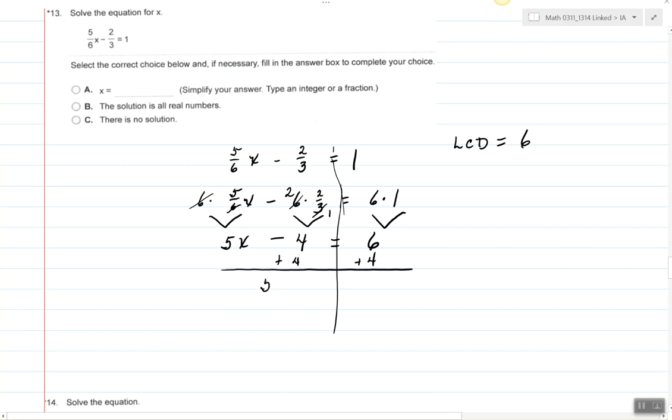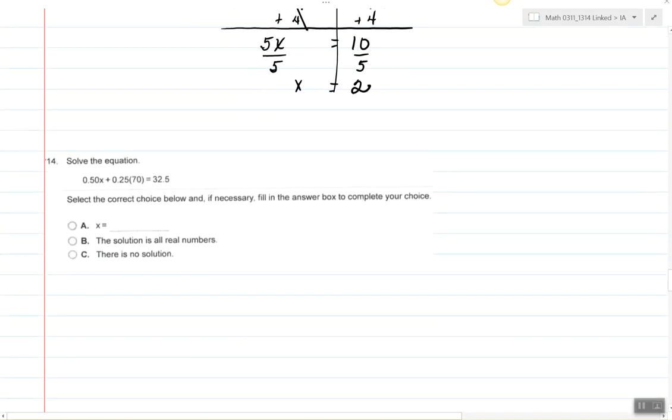I end up with 5x is equal to 10. Divide by 5, divide by 5, x is 2. So I got a nice answer. X is 2. Do not expect all of these problems to turn out to be nice whole numbers or integers, because they might not.